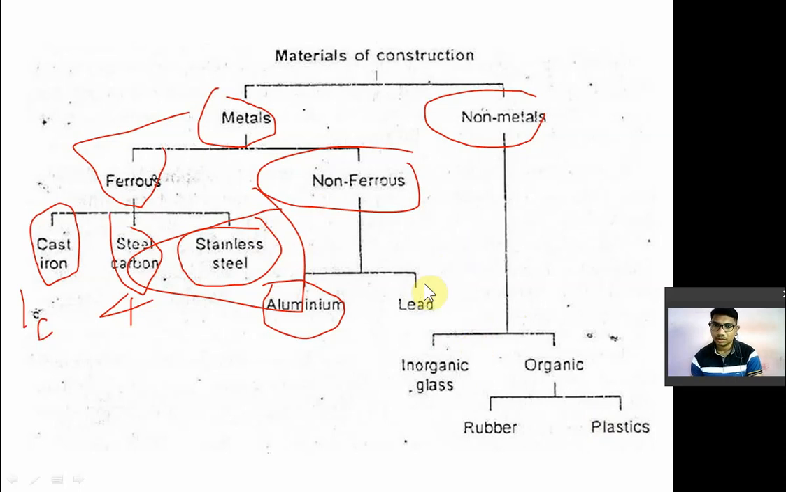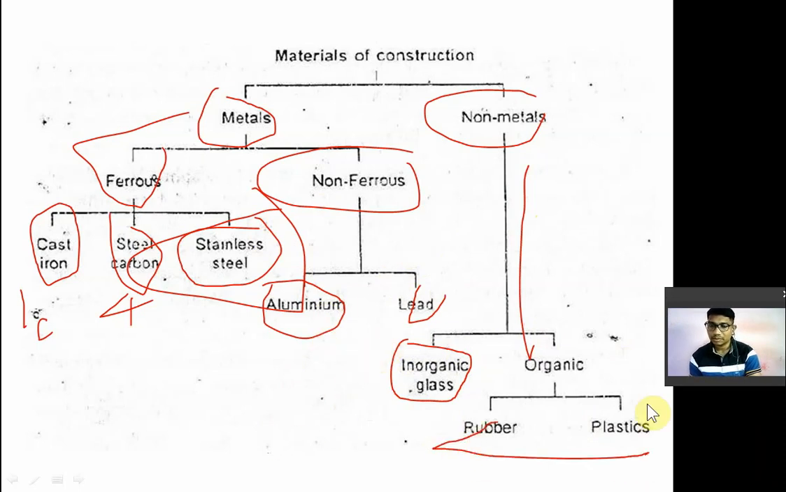Then inorganic material, like non-metals: in that you have inorganic glass. Glass is inorganic. Then in organic come your rubber and plastics. So in organic non-metals, rubber and plastic come. Rubber and plastic also contain carbon; rubber contains carbon and hydrogen. So that's why they come under organic. So these are the different classifications of material for construction.